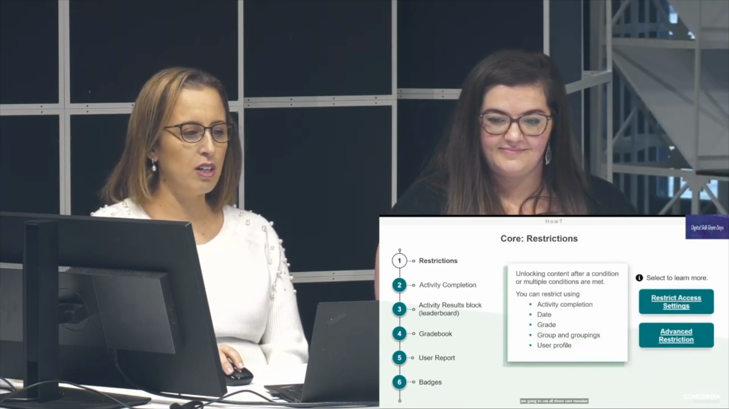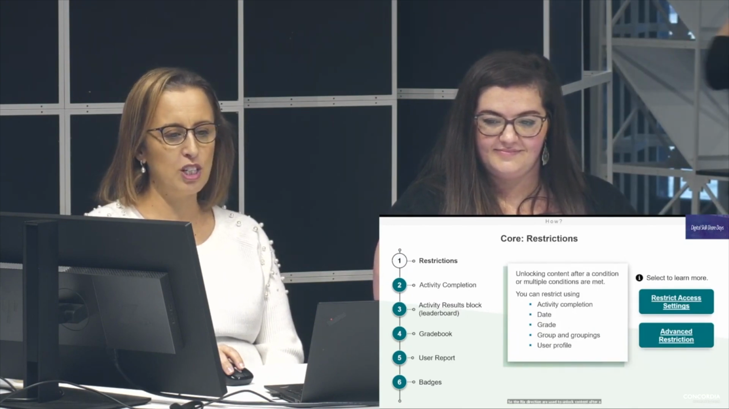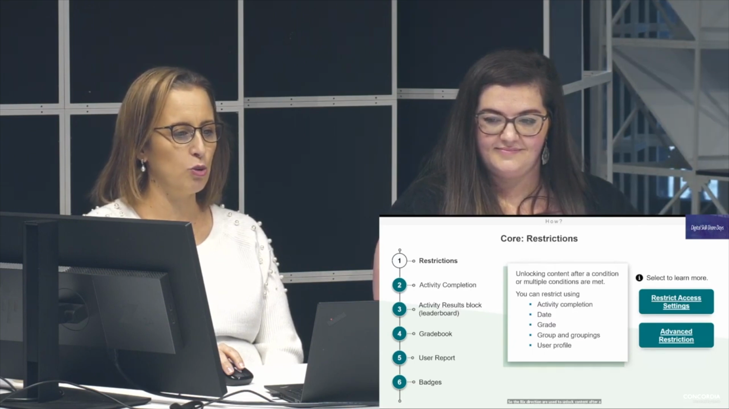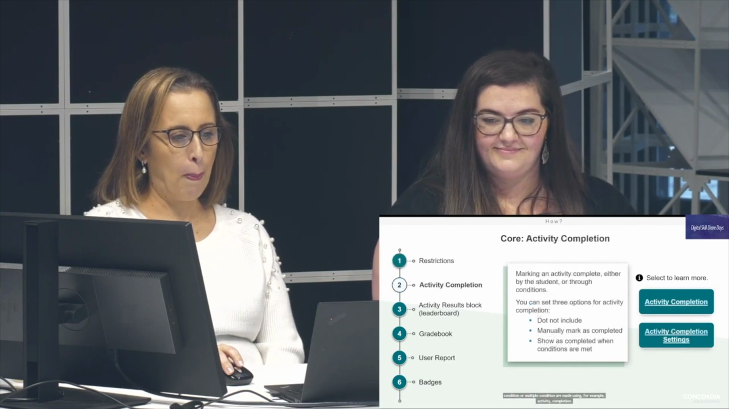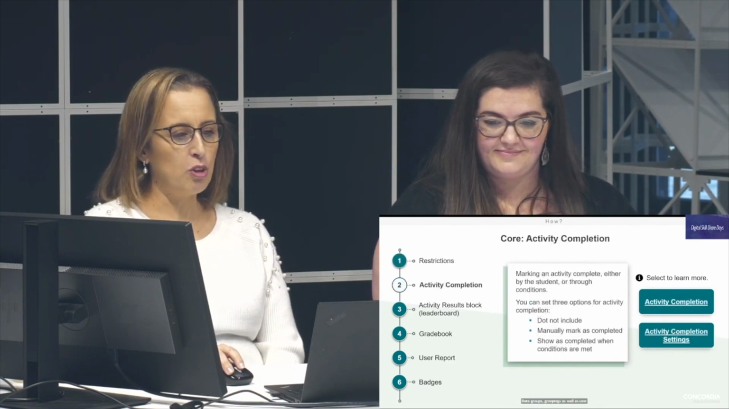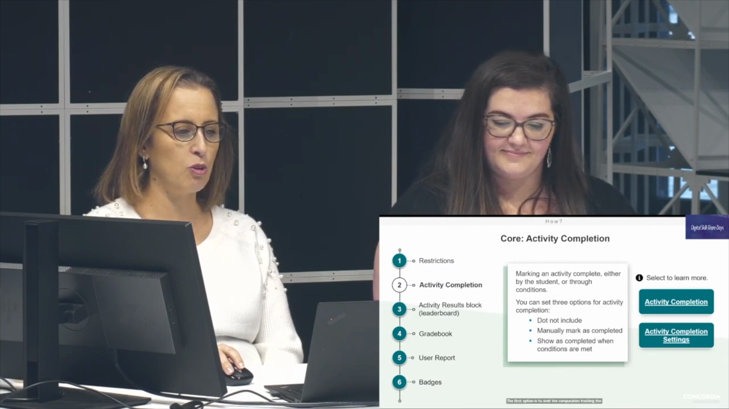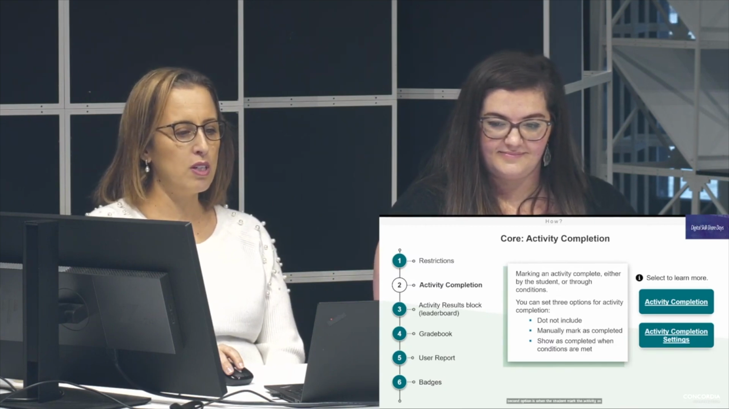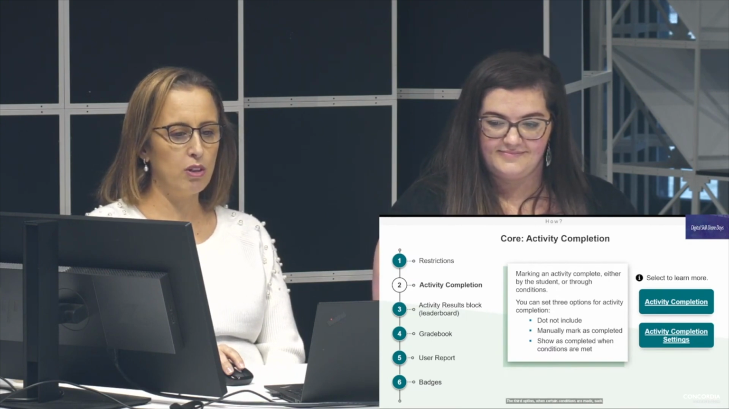The restrictions are used to unlock content after a condition or multiple conditions are met, using, for example, activity completion, dates, groups, groupings, as well as user profile. For activity completion, there are three options we can use. The first option is to omit the completion tracking. The second option is when the student marks the activity as completed manually. The third option is when certain conditions are met, such as gaining a certain grade or posting a reply on a forum.